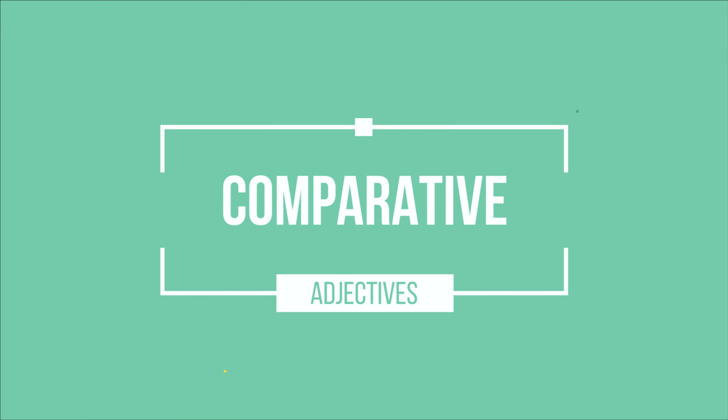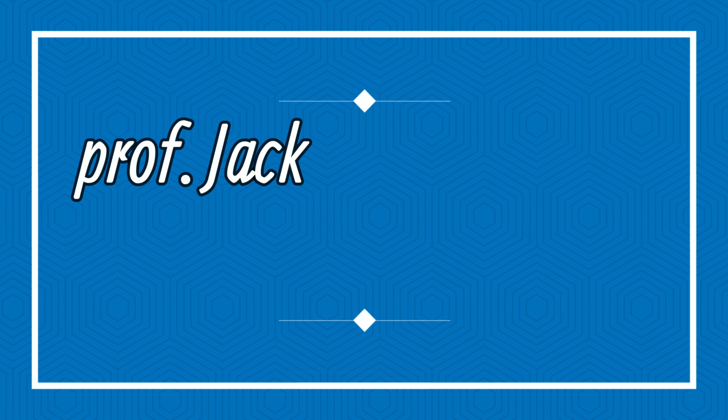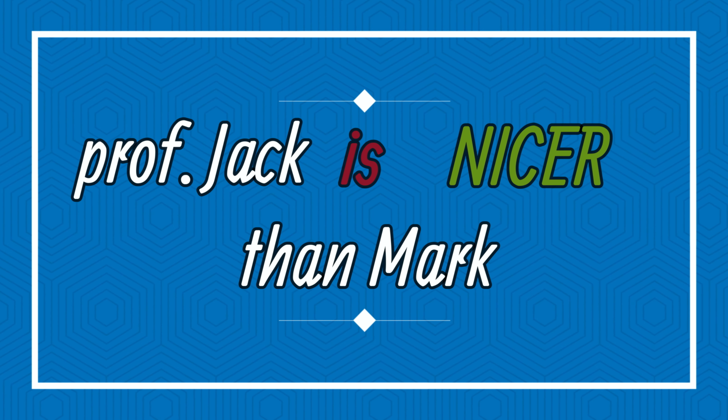So in this example, I'm merely describing a quality of Professor Jack. However, I can do more. I can step up to the second degree, the comparison. I want to compare qualities of two persons or two items. For that reason, I use the comparative mode. Professor Jack is nicer than Mark. In English, I change the adjective nice and it becomes nicer. So I'm comparing Professor Jack and Mark.